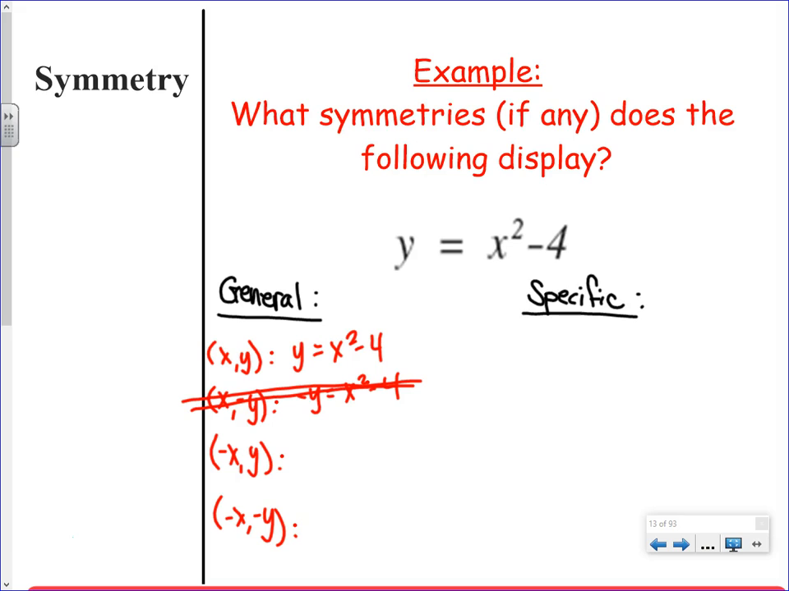So your guys' turn, plug in the next one. This time y stays the same. X becomes opposite.